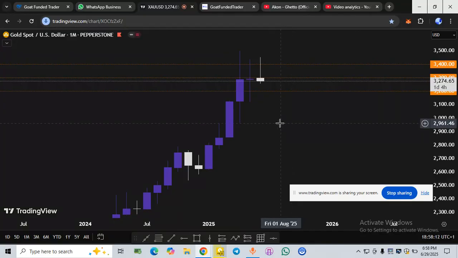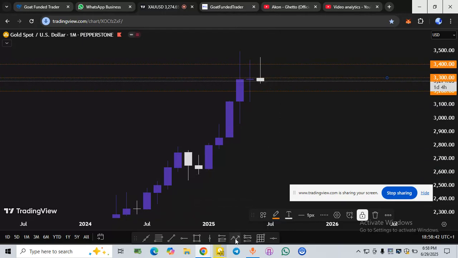Now on the monthly right here, we can see that in the month of April, when gold approached the 3,300 level, which is this middle psychological level, it closed below it. In the month of May, it also closed below it. Now we're about to close below it in the month of June. What does that tell you? It tells you that sellers have taken over this particular zone.